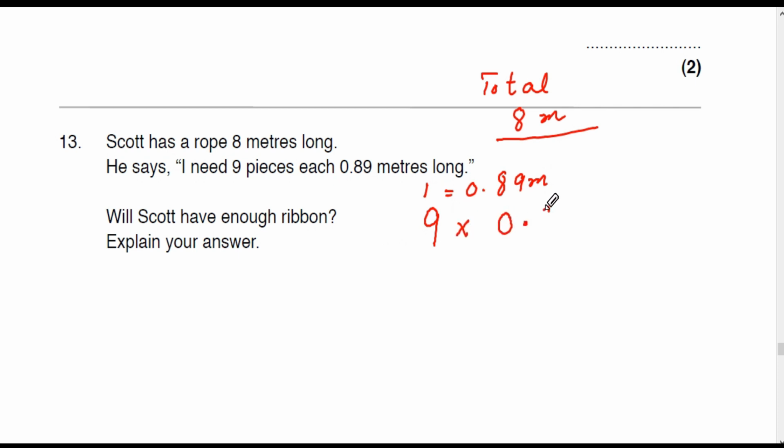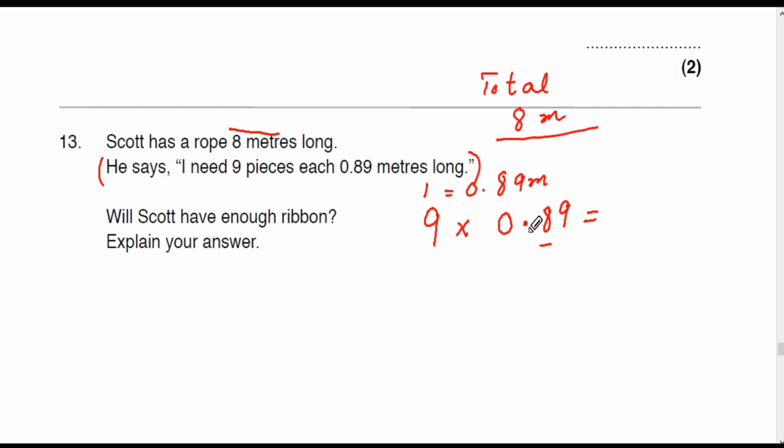So what should we do now? We have each number and we need to go into more, so we are going to multiply it. Just after that, he's asking whether Scott will have enough ribbon, and we need to explain this. What he has is an 8-meter long rope, and what he needs is 9 times 0.89.